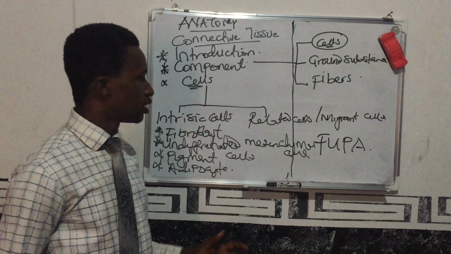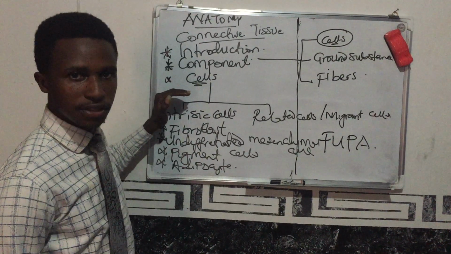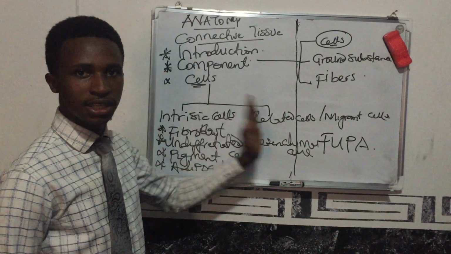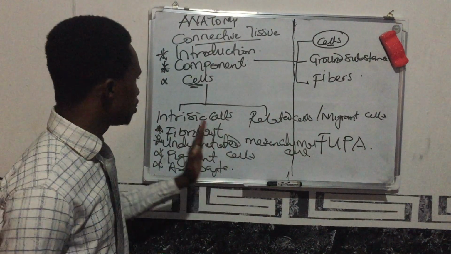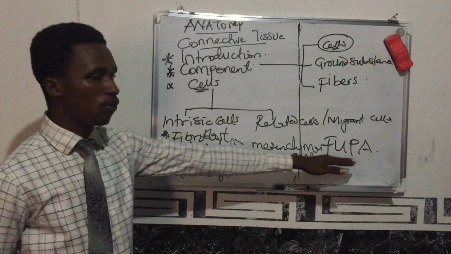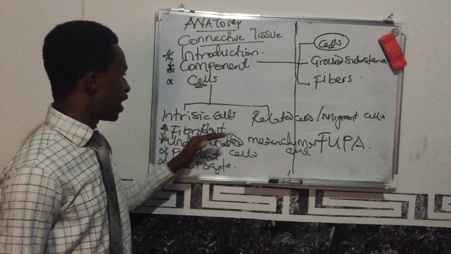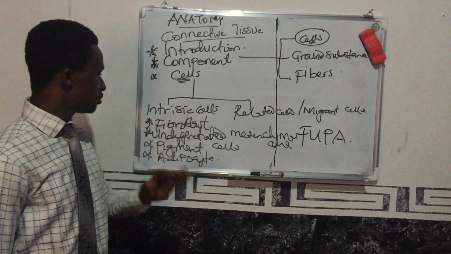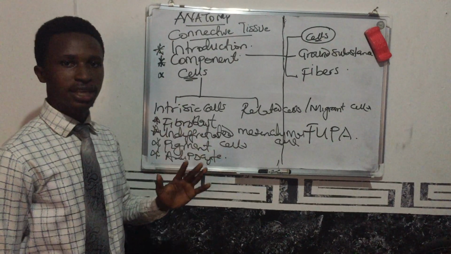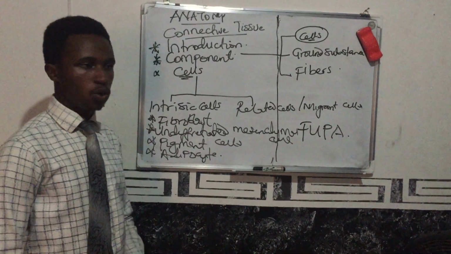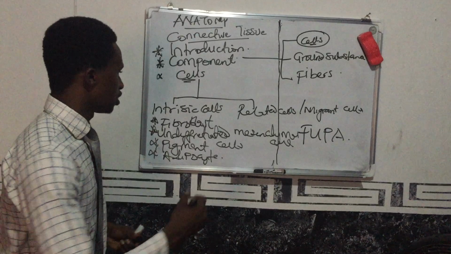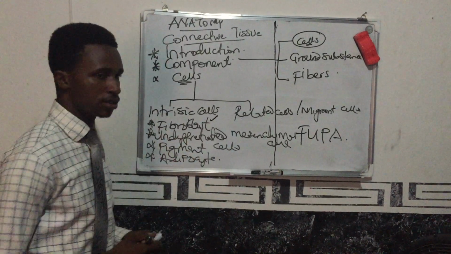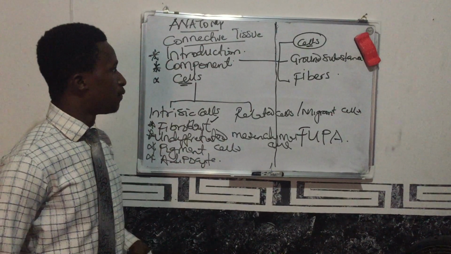Let's repeat what you learned. Under cells of connective tissue, we have intrinsic and related cells. Under the intrinsic cells, we have 4. FUPA is the mnemonic: fibroblasts, undifferentiated mesenchymal cells, pigment cells, and adipocytes. We'll be discussing each of them. Let's start with fibroblasts. Please take note.